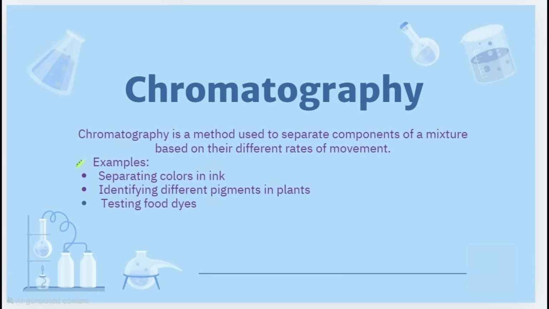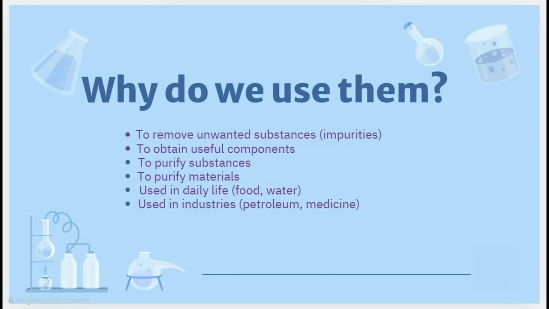Chromatography. Chromatography is a method used to separate components of a mixture based on their different rates of movement. Examples: separating colors in ink, identifying different pigments in plants, testing food dyes.